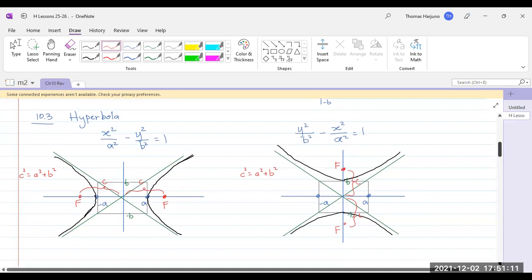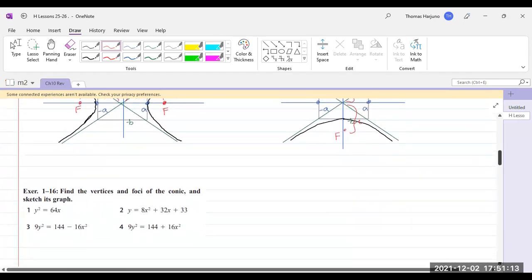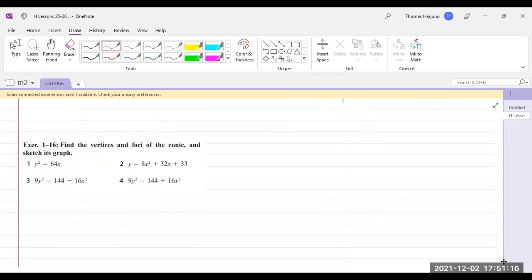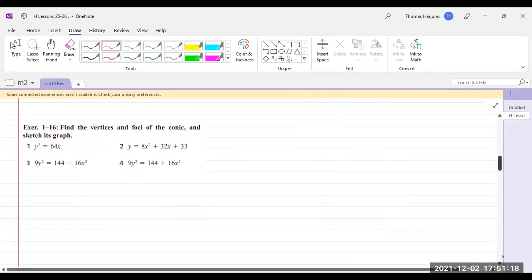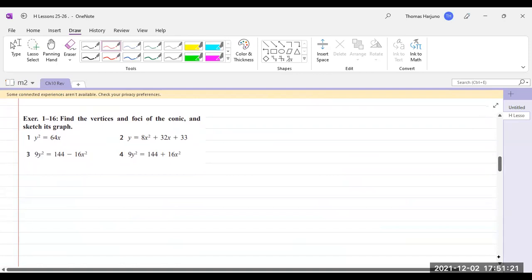Let's start with the review then. What I will do is the following. We see an equation, like in number 2 here. We get an equation, and we will try to answer those questions first. But if we can put more details, even though they don't ask for them, we will do so. Now let's see, for example, number 2. We have y equals 8x squared plus 32x plus 33. Now we have x squared, but the y has no square.